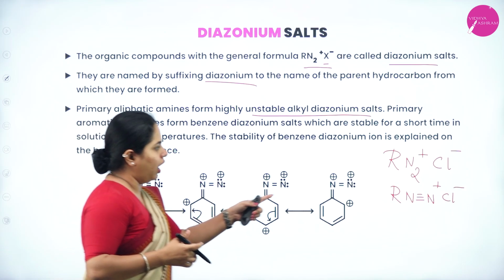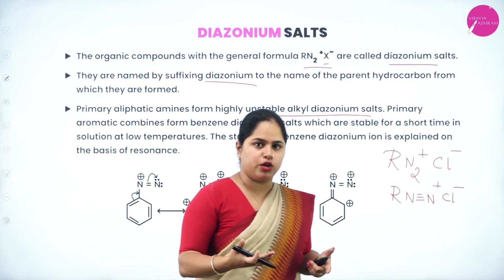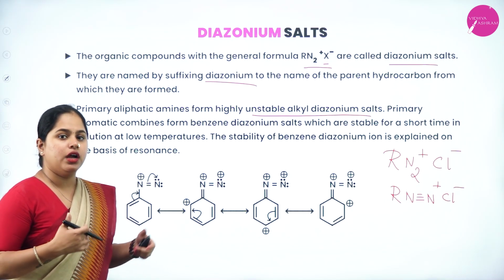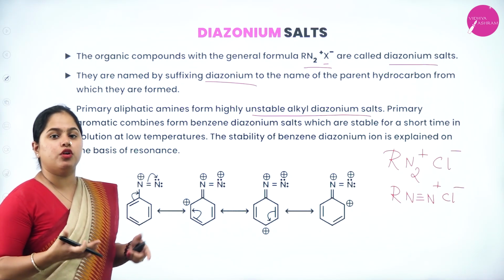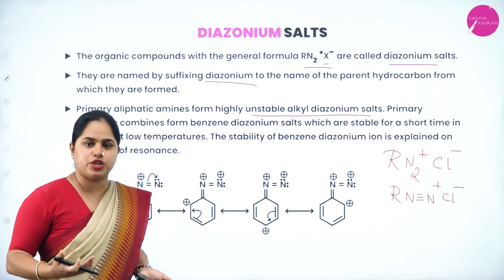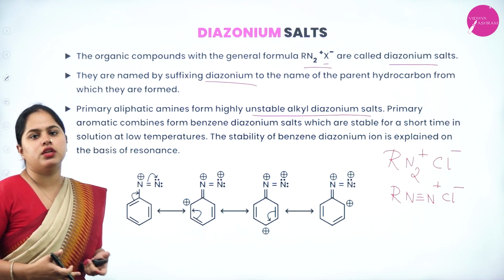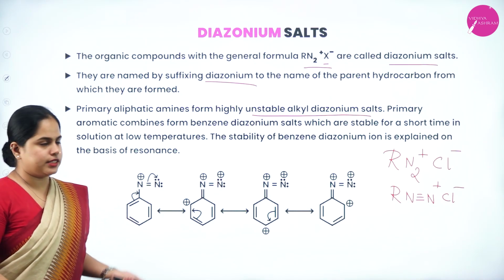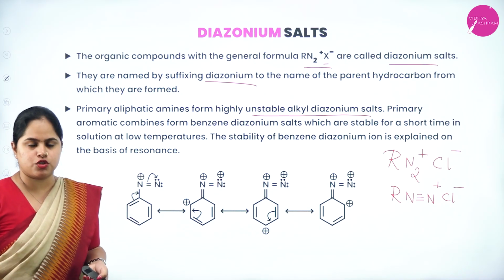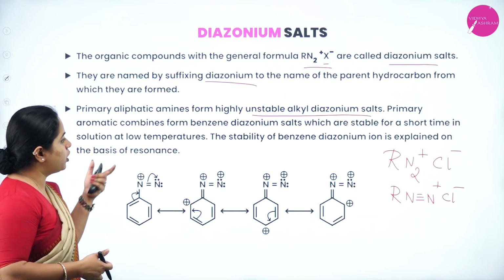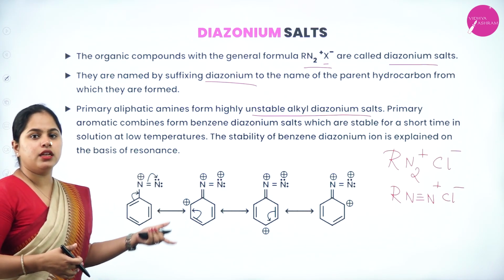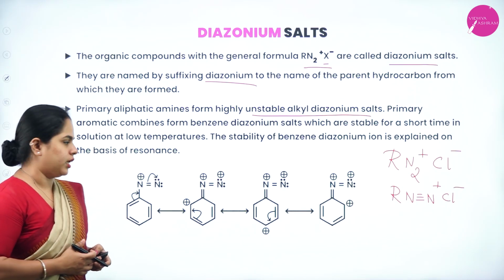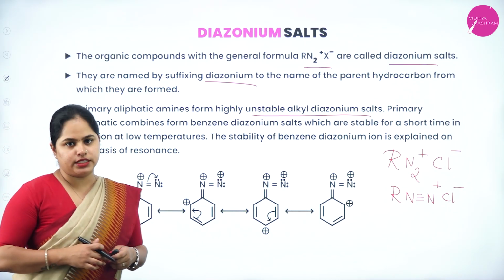So, if the R group present here is an alkyl group, you will get alkyl diazonium salt. They are generally unstable. But the benzene diazonium salt or aromatic diazonium salts are more stable because they have resonance. We know that the more the resonating structures, the more will be the stability. But in alkyl diazonium salt, as it is not possible, they are not stable. But because of resonance, in benzene or aryl diazonium salt, they are more stable. So this is the resonating structure.